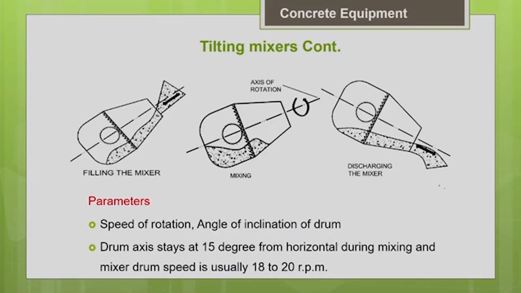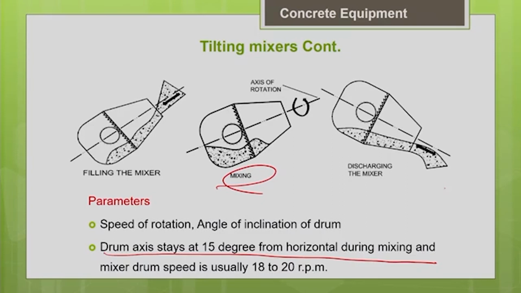So, by rotating the wheel, you can change the angle of inclination of the drum. Based upon the studies, they have found that the drum axis should stay at 15 degrees from the horizontal during the mixing. That is the desired angle of inclination with respect to horizontal during the mixing of your concrete.